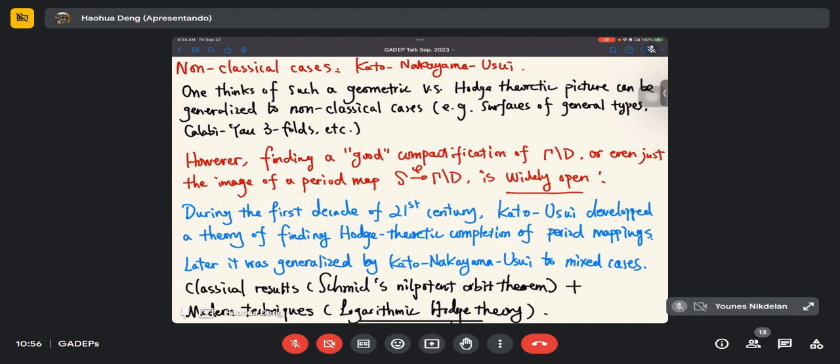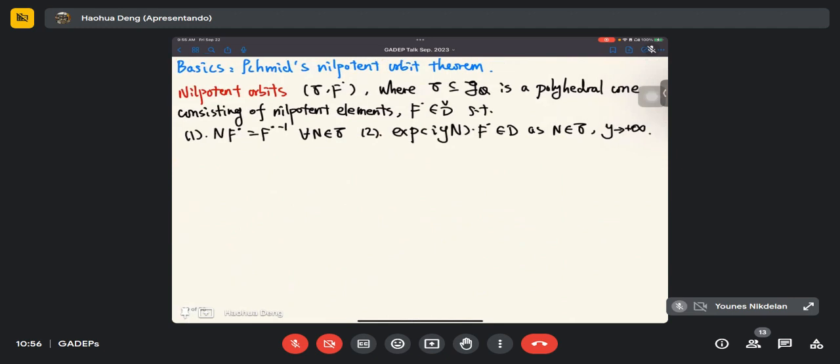What are the main tools they used? They found a very nice reinterpretation using logarithmic Hodge theory, a modern technique to reinterpret classical results like Schmid's nilpotent orbit theorem or the Cattani-Kaplan-Schmid multivariable SL2 orbit theory. And what are the spaces? The spaces they constructed contain the nilpotent orbits. So to introduce their method, we have to know what nilpotent orbits are. These come from classic works by Schmid and Kato-Nakayama-Usui. Let's give it a quick review.